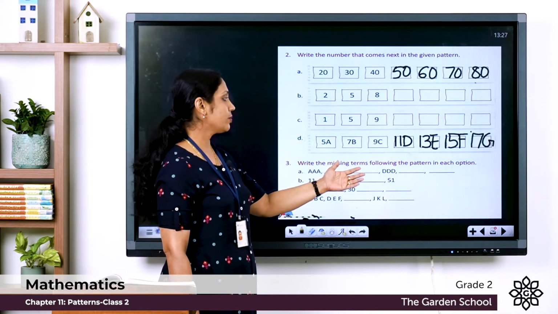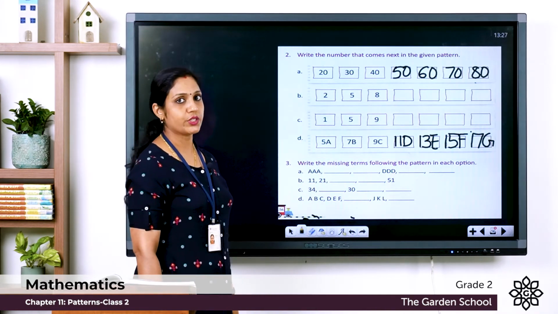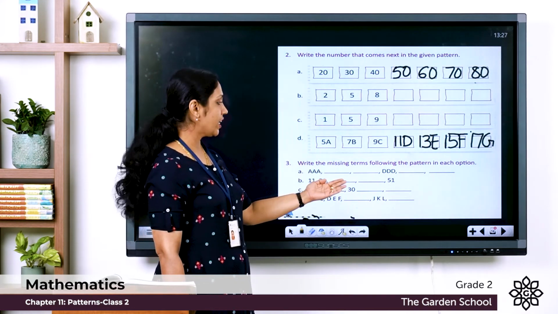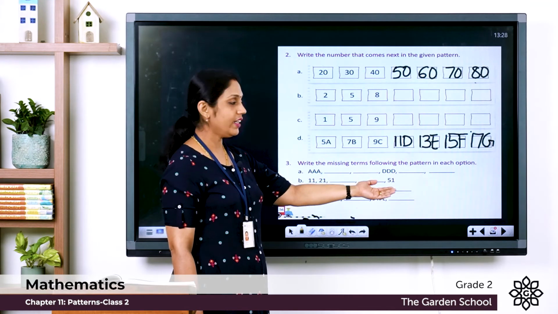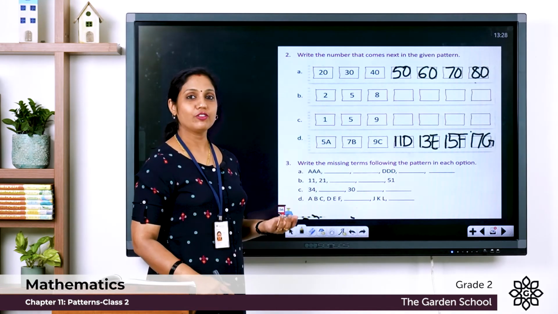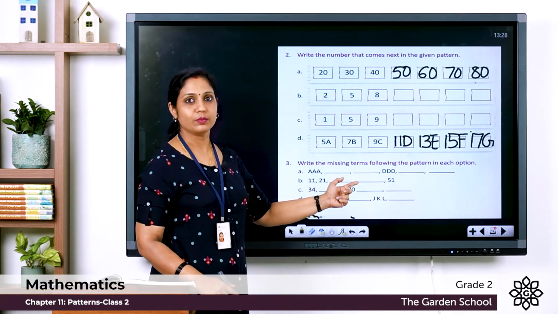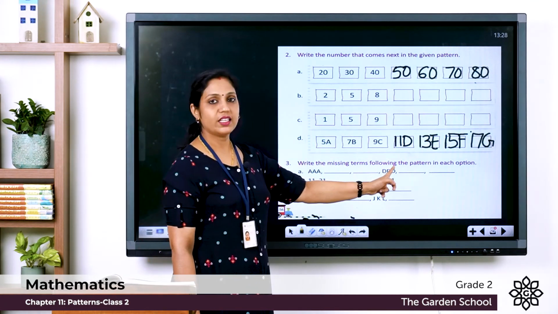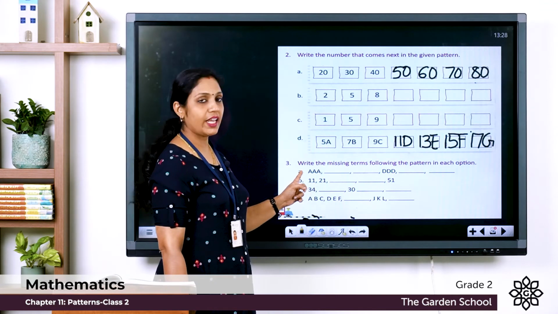Write the missing terms following the pattern in each option. So let's look at the question A. A, dash, dash, D, D, D, dash, dash. We have to fill the letters that are missing here. So you can see A, D, D, D is given. So what should come after A?